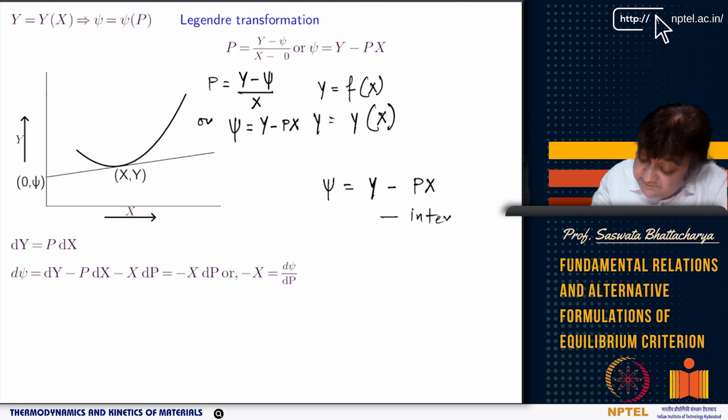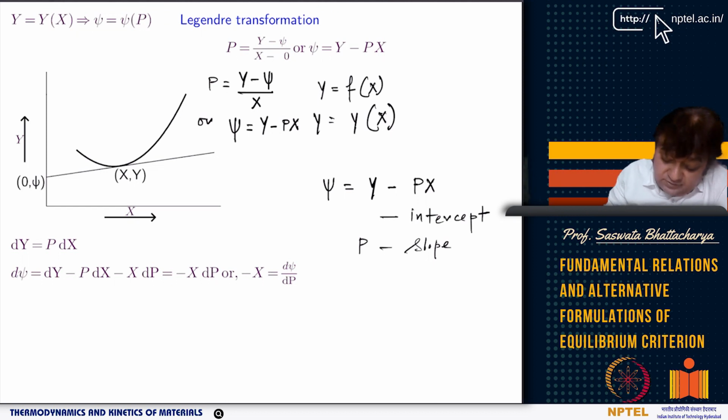So it is the intercept, and p is nothing but the slope. Now if you see that, you have dy by dx is equal to p, right? So dy equals p dx. That's why dy equals p dx. So d psi is equal to dy minus p dx, right? From this equation you can write d psi equals dy minus p dx minus x dp, right?